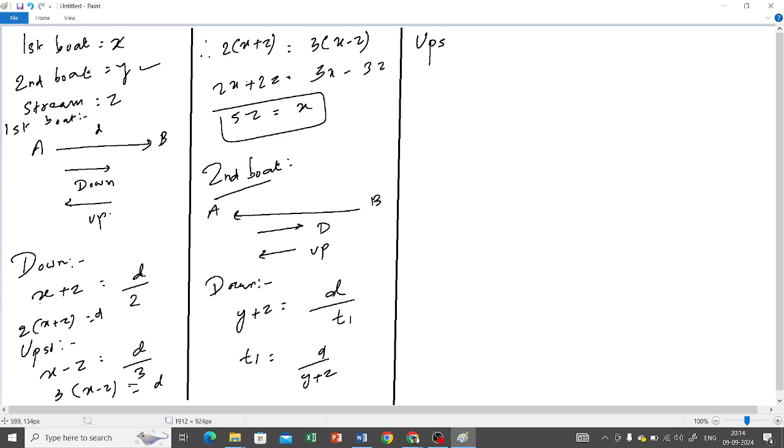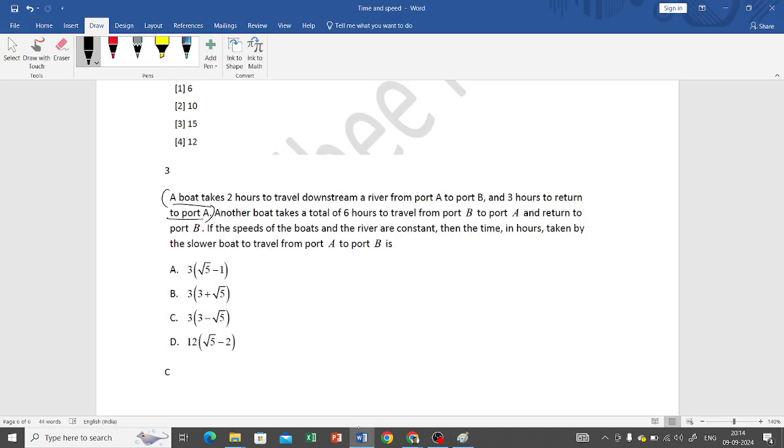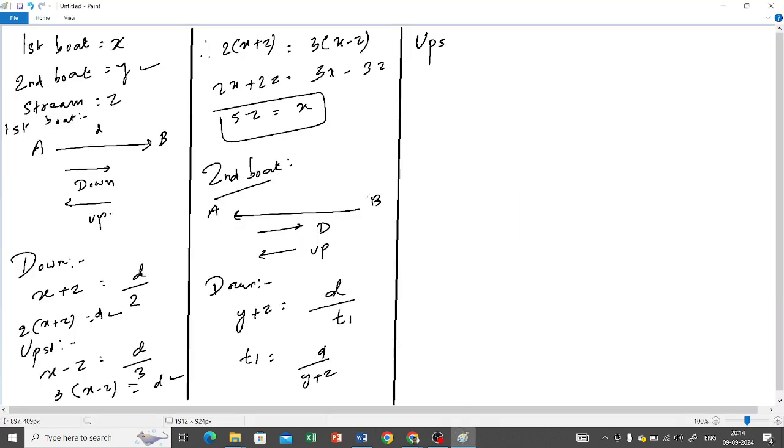So if I equate both of them, because both are d's, I'm going to get 5z is equal to x. Now for the second boat, what is given? It is given that another boat takes a total of 6 hours to travel from port B to port A and return. So how many hours does the other boat take?